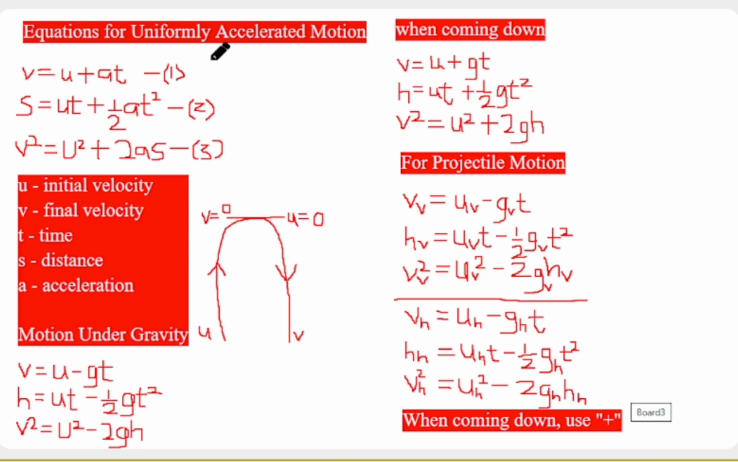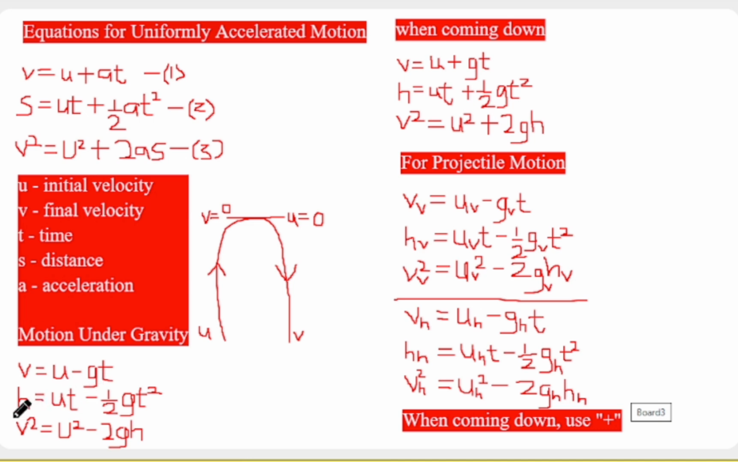For these three equations, v is equal to u plus at, s is equal to ut plus half at squared, v squared is equal to u squared plus 2as, we can write the equivalent for an object that is moving under gravity. We can write that v is equal to u minus gt, where our a now becomes g. So the normal acceleration for an object moving on the ground is now the acceleration due to gravity for an object that is moving under gravity.